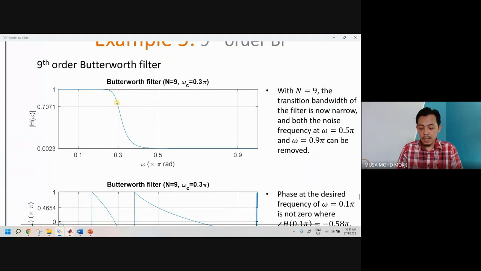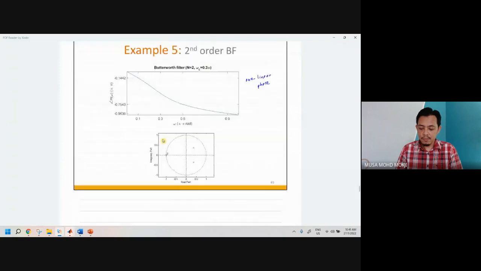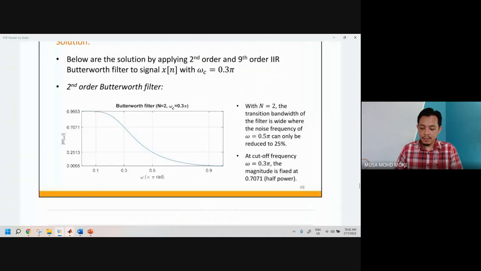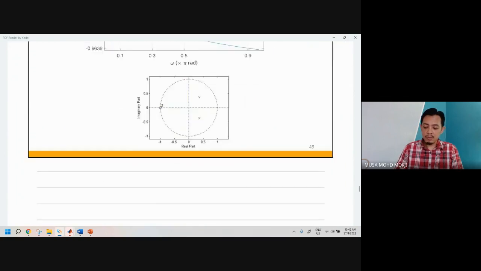Okay, so now the transition bandwidth is actually from here. So this is maybe somewhere at 0.2 something. Okay, and then before 0.5, it already becomes a stop band. If you remember the previous one, the transition bandwidth starts somewhere at 0.1 and then it ends somewhere at 0.9. So this is a very wide transition bandwidth. So when you increase the filter order, the transition bandwidth becomes narrow.